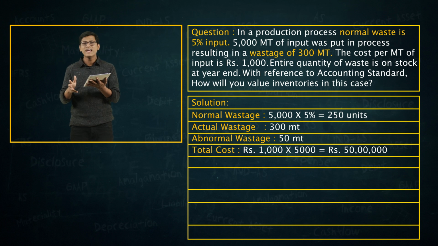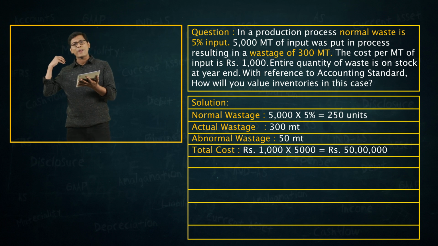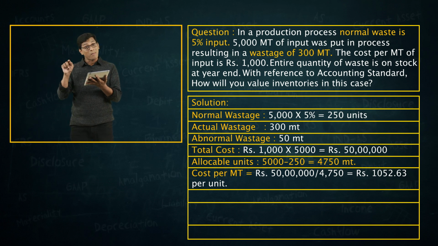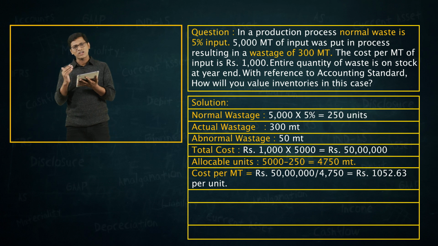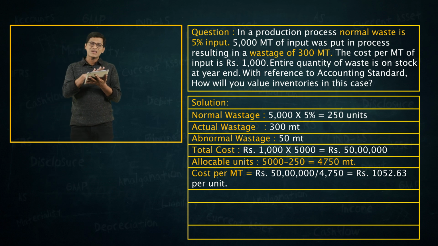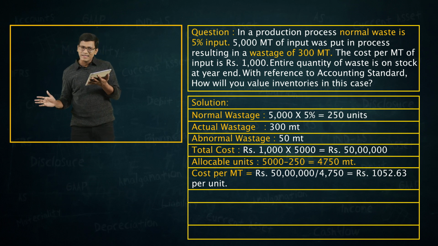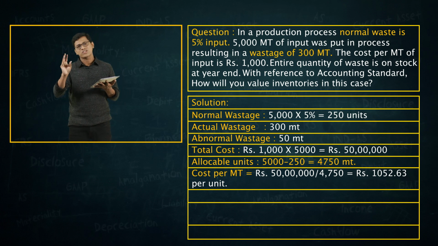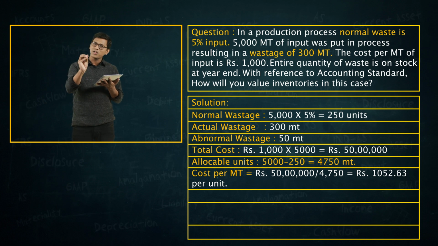4750 metric tons. Why? We know that we will have to pay for 5000, but we will get 5000 minus 250, because we understood that 5% is the normal processing wastage, right? So that's something we know we would have had to pay. So considering that, what is the normal cost per metric ton? 50 lakhs by 4750 comes to 1052 approximately. 1052 is the normal cost per metric ton.